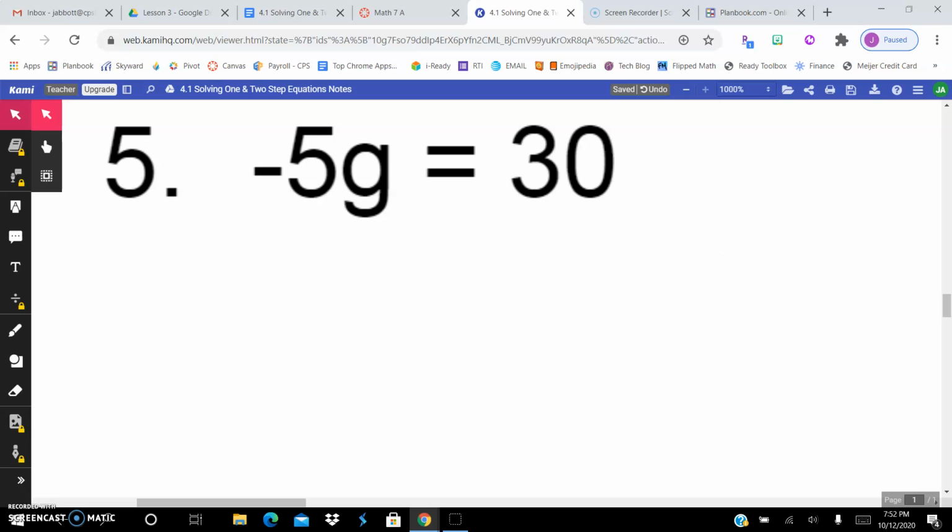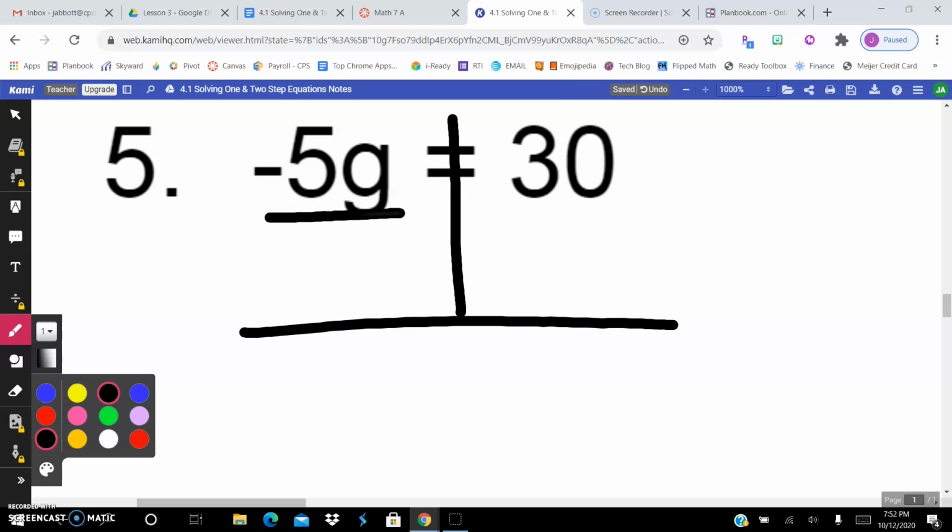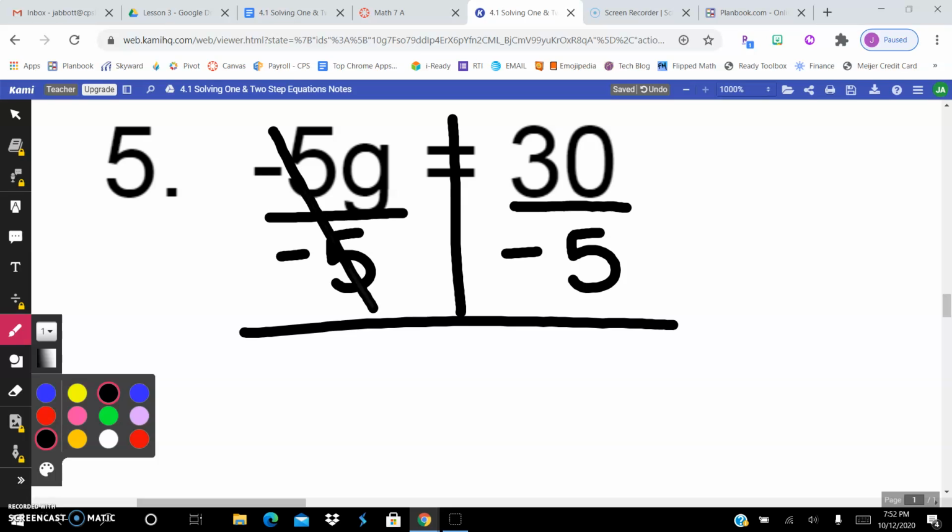Number 5 is negative 5g equals 30. So again, we're going to draw that wall through the equal sign. And this time, on the side where the variable is, we have multiplication. So we're going to have to divide to get rid of it. So we're going to divide by a negative 5. And the negative 5s would cancel out, and just g is left. And 30 divided by negative 5 would be negative 6.